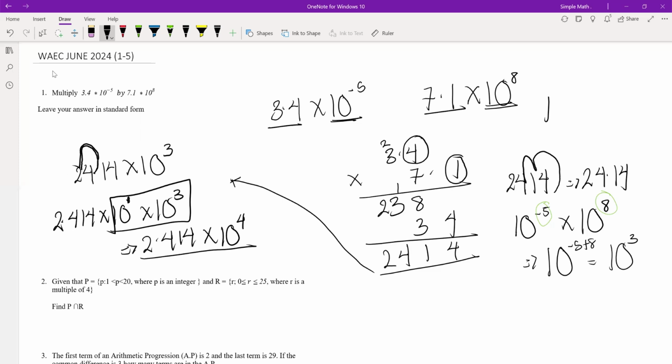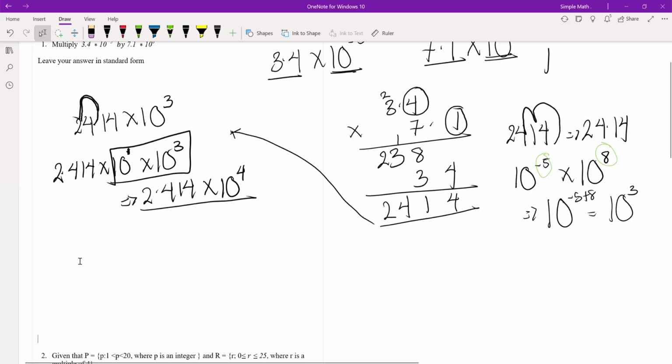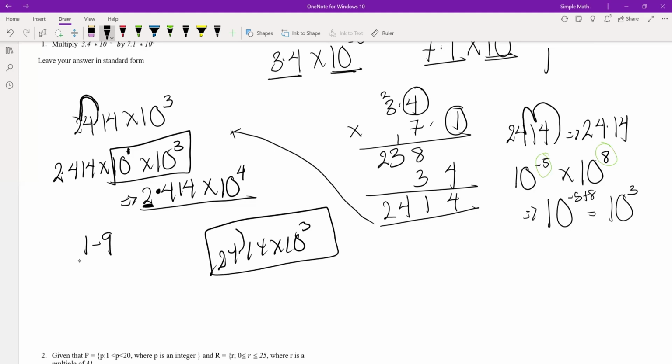Whenever you are expressing in standard form, there only has to be one number, from 1 to 9, in front of the decimal point. Writing 24.14 times 10 to the power 3 is not standard form. You have to move the decimal point, and there just has to be one number to the left of the decimal point.